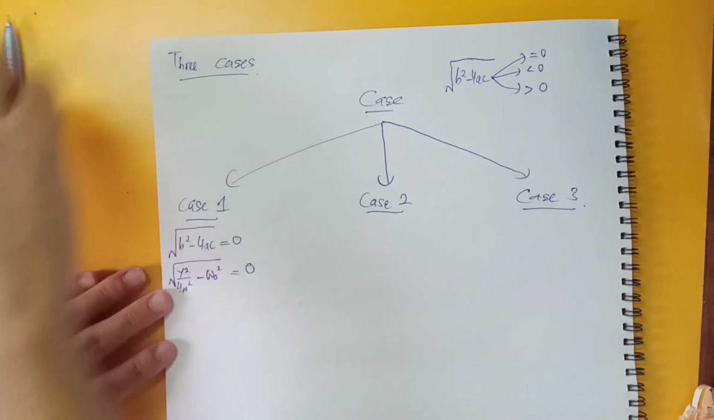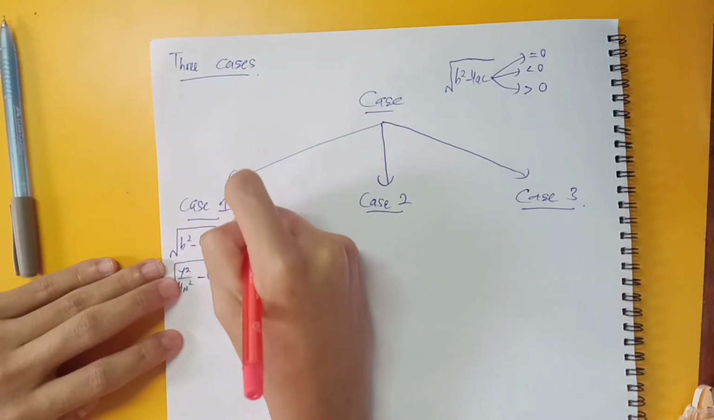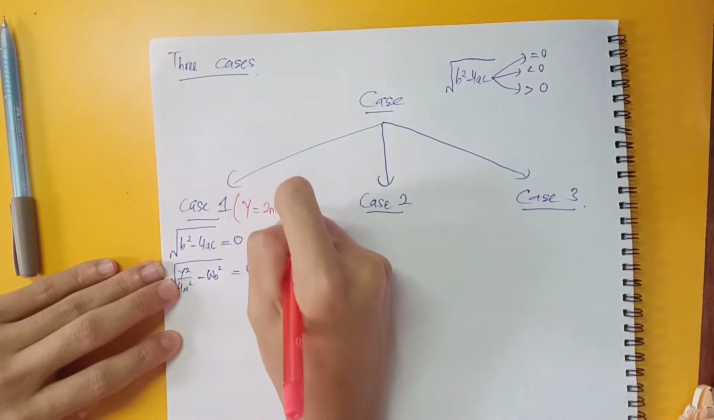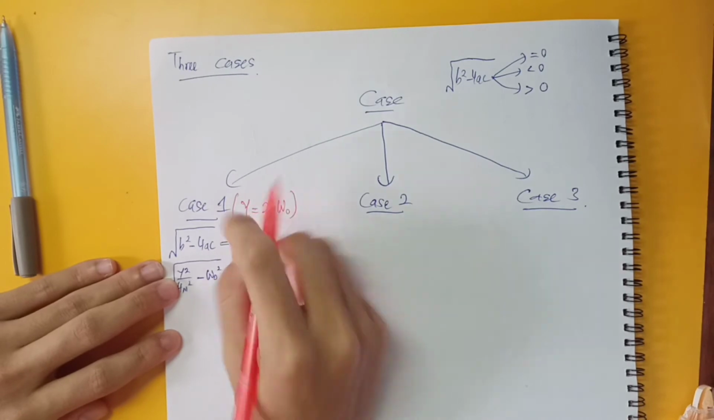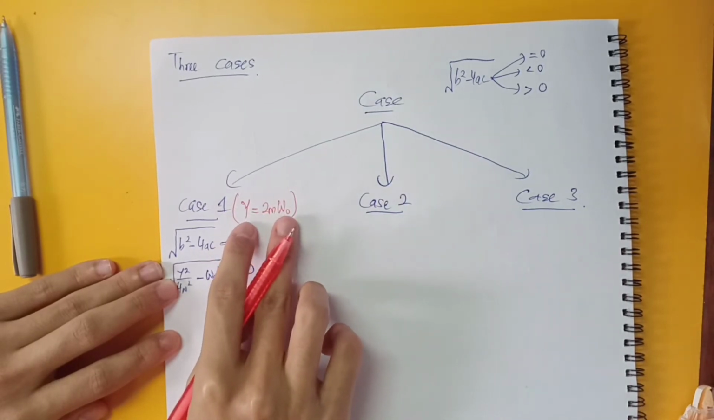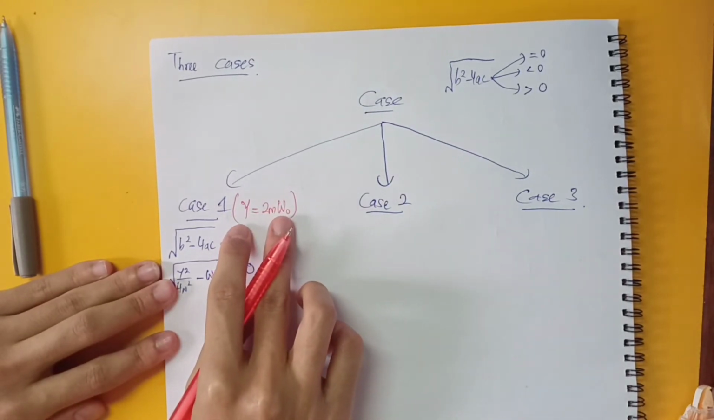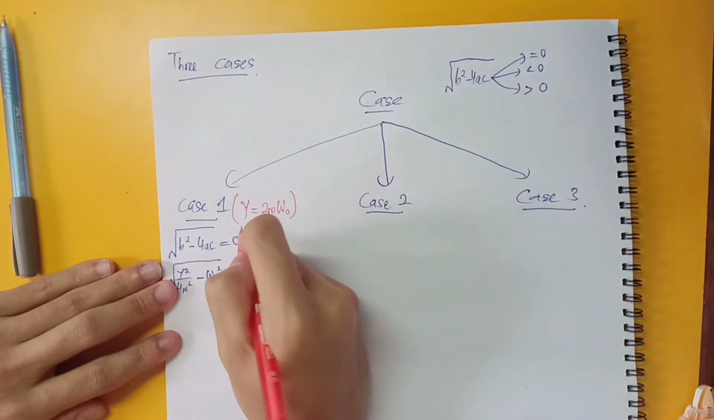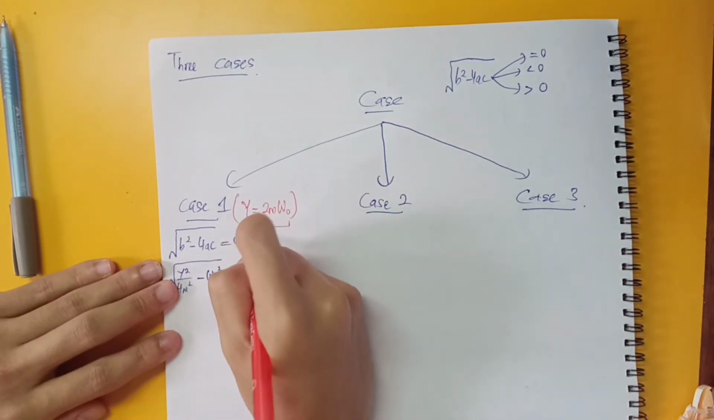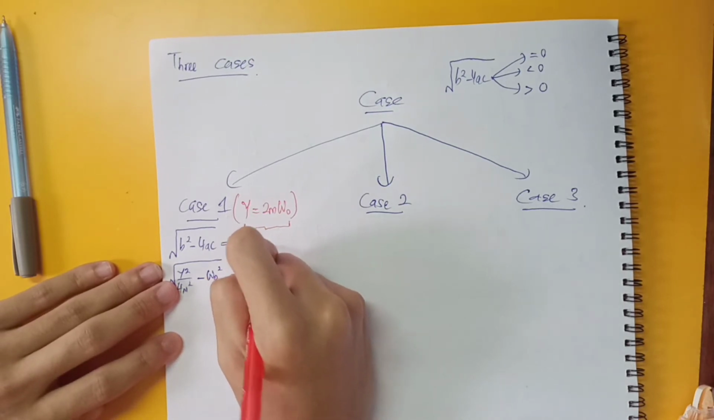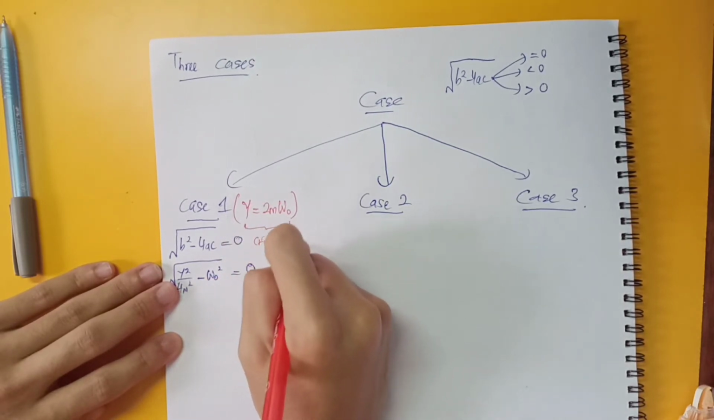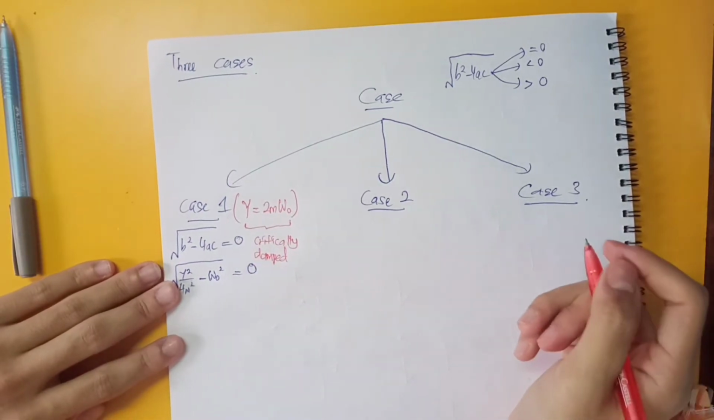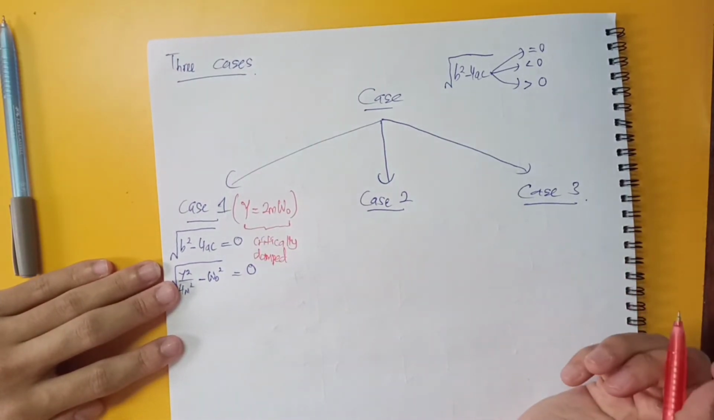Okay, so case 1: gamma is equal to 2m omega naught. When the damping constant has this property, we call it critically damped.